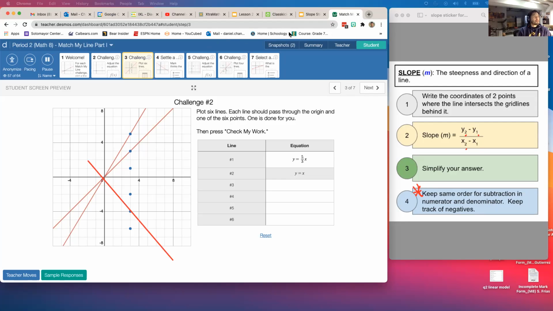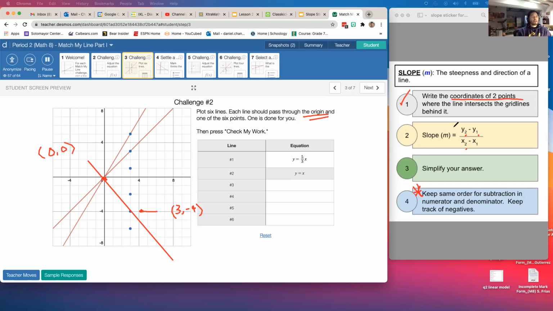So for line 5, I'm going to use this formula. And I need first to write the coordinates of 2 points where the lines intersect the grid lines behind it. So one of my points is definitely the origin. And I know the origin is 0, 0. And then one of my points, I'm going to use this point right here, that is 3, -4. Okay, so now I have 2 points. I'm done with step 1.